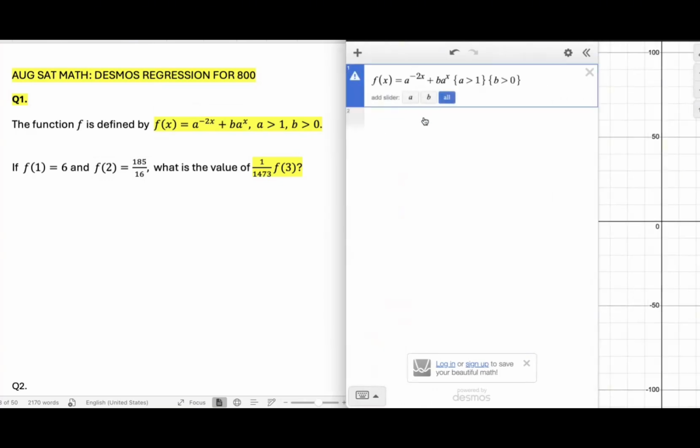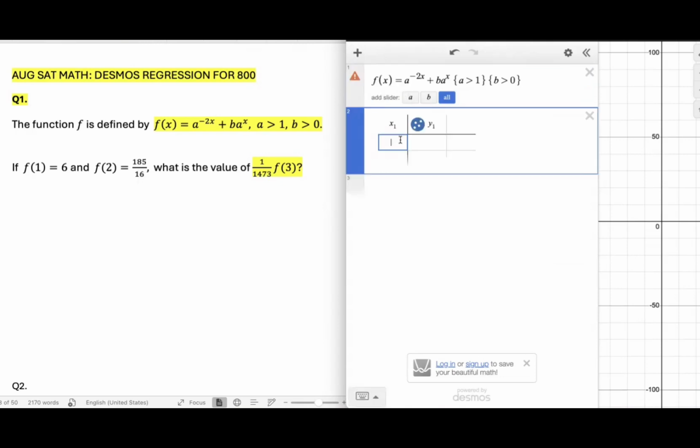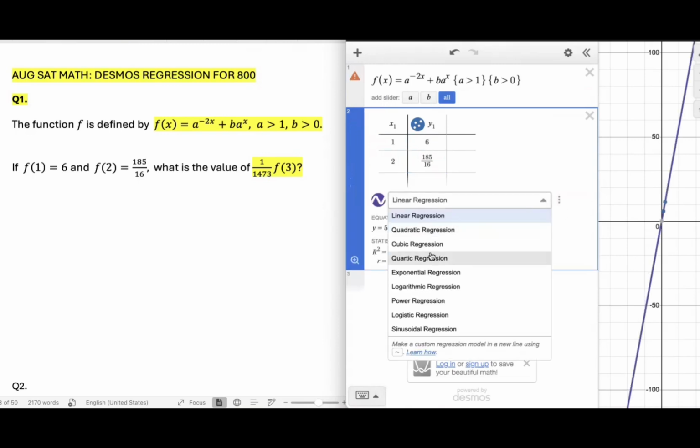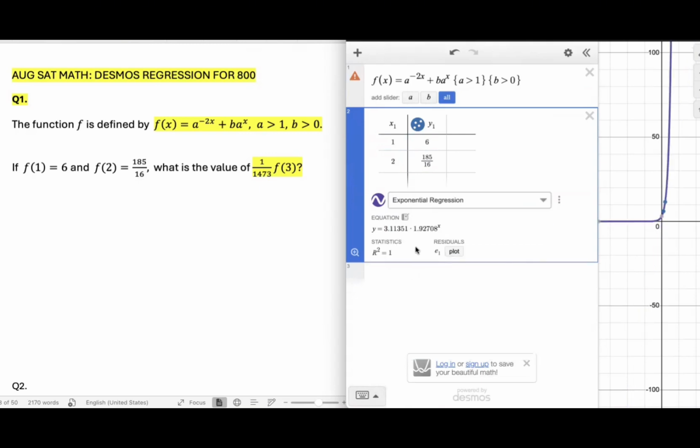So class, take the first expression, making sure you put your domain. And then based on these values, f of 1 is 6, f of 2 is that number, if you see that those are coordinates, you can plot them when you're using regression. It's another form of regression. So 1 goes into 6, 2 goes into 185 over 16. And then you plot your graph. This is not a linear equation. This is what? Exponential regression.